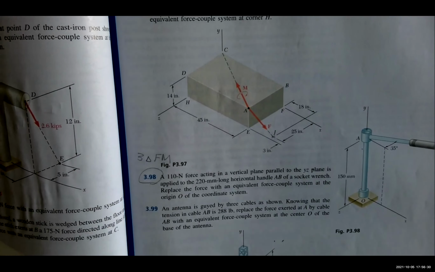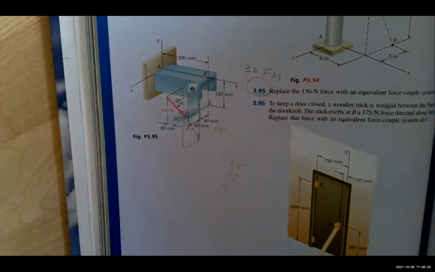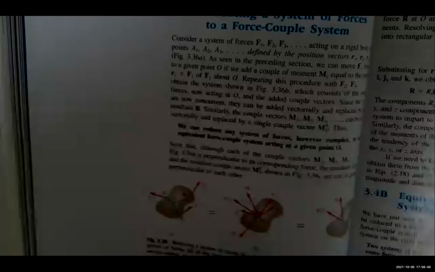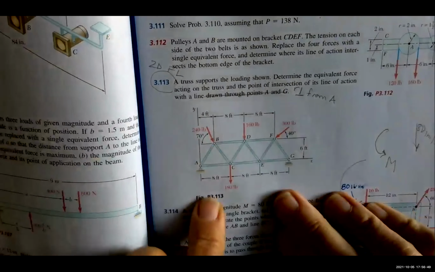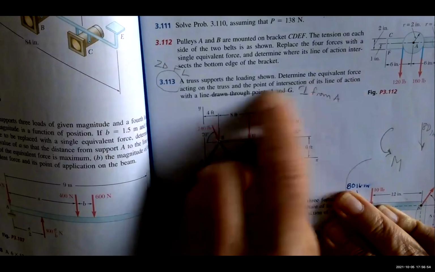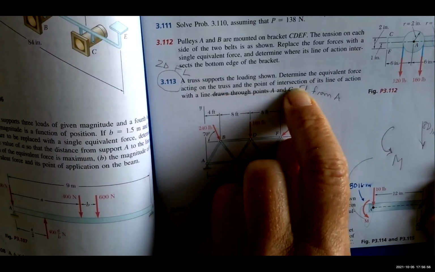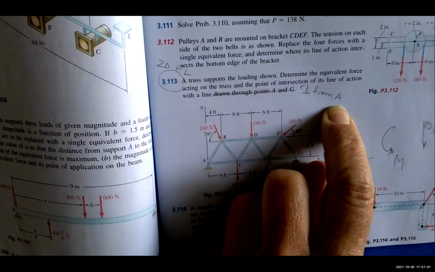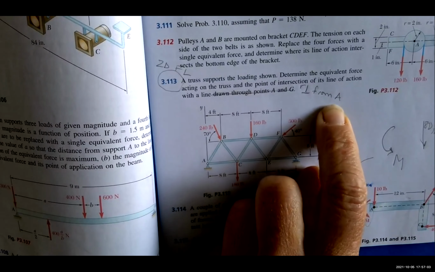And Ryan, you're on next. It's 113, Joanne. Thank you. Ryan, are you here? Yeah. Okay, 113, still 2D problem, right? Yeah. It says a truss supports the loading shown. Determine the equivalent force acting on the truss at the point of intersection of its line of action with the line perpendicular from A. I changed the wording and you'll see that on the question.